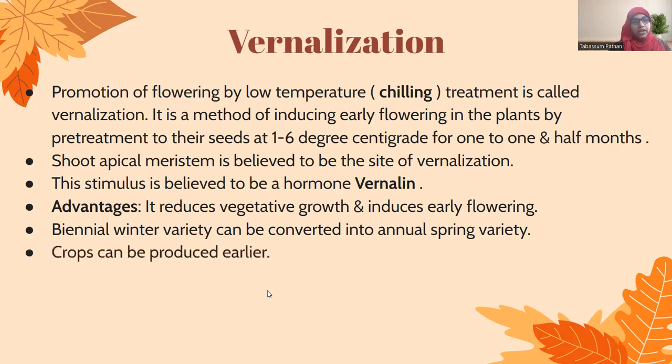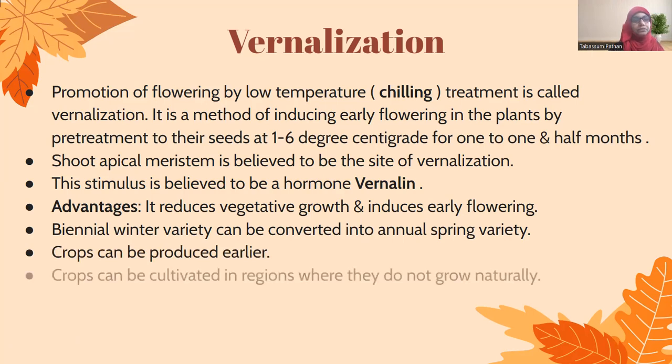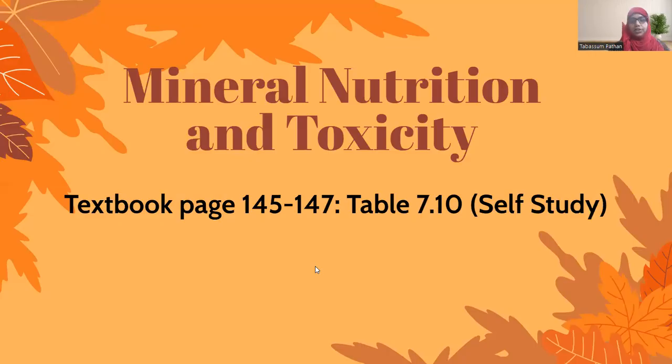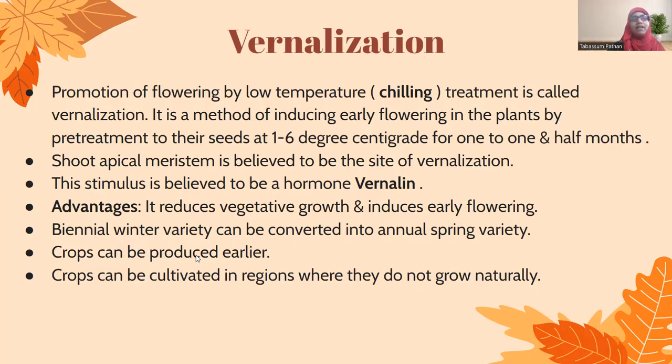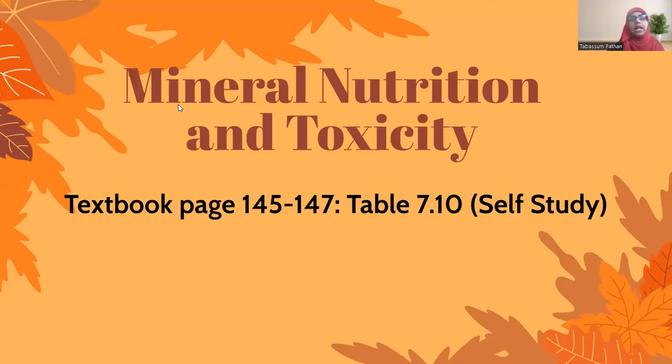Crops can be produced earlier, so the time is saved. Crops can be cultivated in regions where they do not grow naturally. So if a plant is facing any problem in growth and propagation, and naturally it is not grown, this can be tried and crops can be cultivated in those regions. Okay. So these are the advantages of vernalization. You need to know the definition and some of the advantages. Okay. So that's all. Now, another topic in your textbook is about mineral nutrition and toxicity.